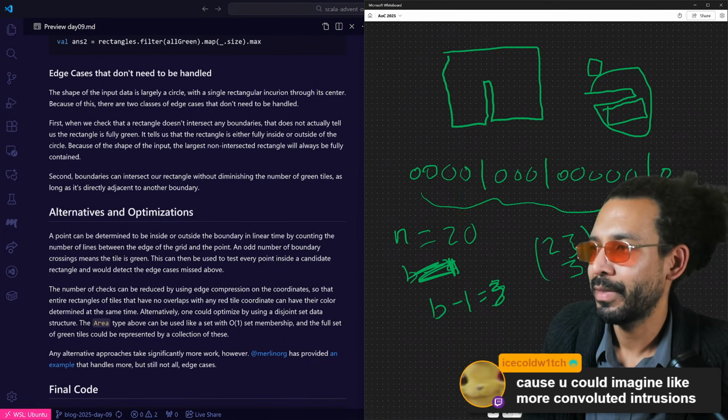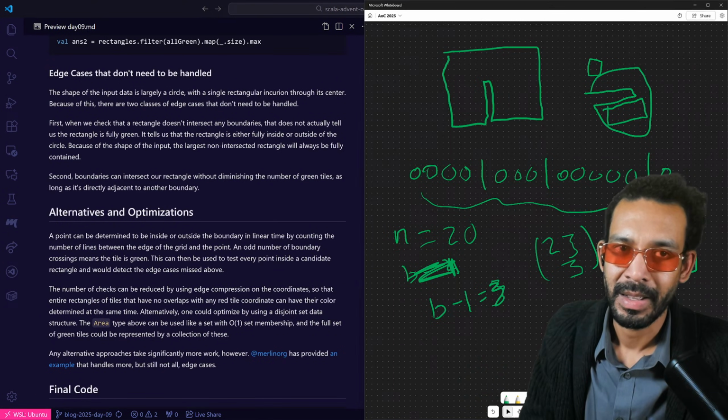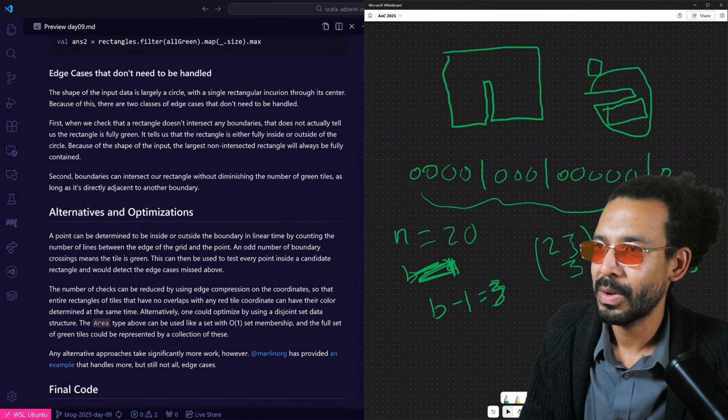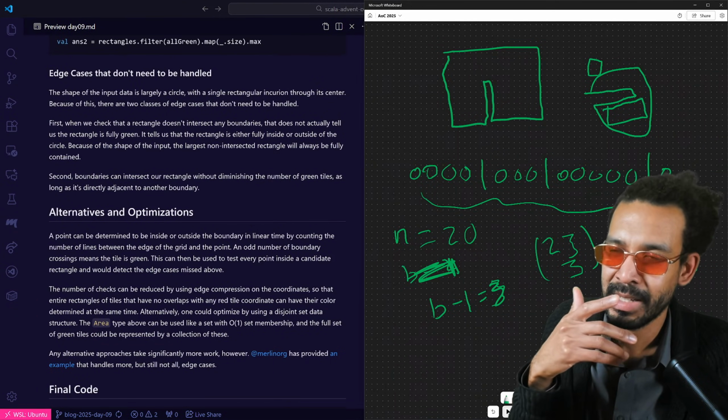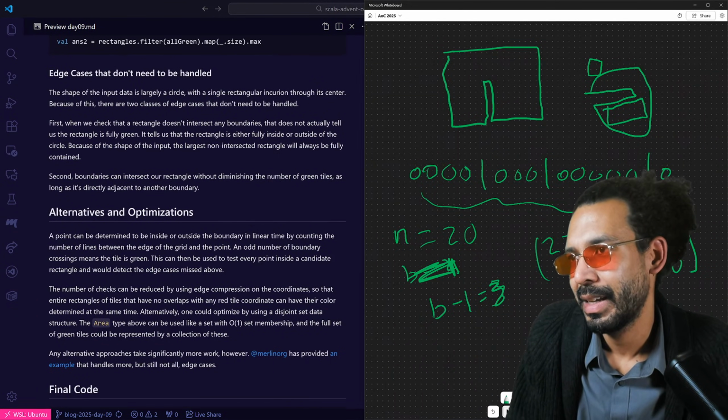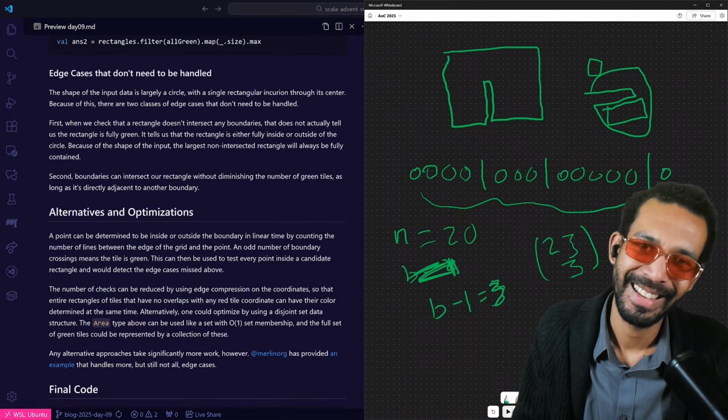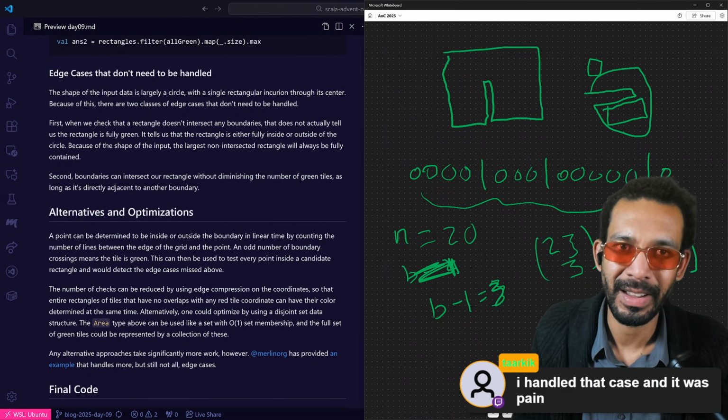Yeah, it can be very convoluted. So I saw code from another guy that did handle those edge cases, and it's not worth it. It's not worth it. It's a lot of work.